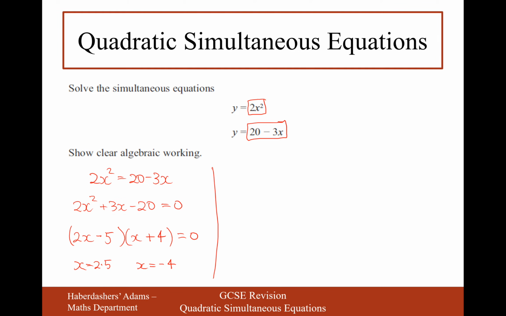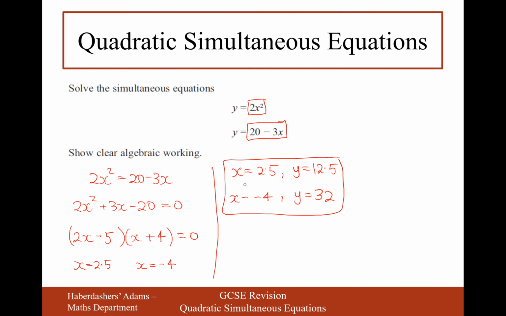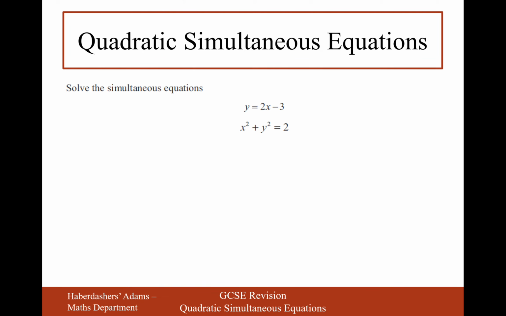So in our pairs of solutions, when we have 2.5 as our x value, that would be 7.5, so that would be y equals 12.5. And when x is equal to minus 4, it's going to be y is equal to 20 minus 12, so that would be 20 plus 12, so that would be 32. So there we are, these are our pairs of solutions. Okay, let's move on to the next question. Pause the video and give this one a go.